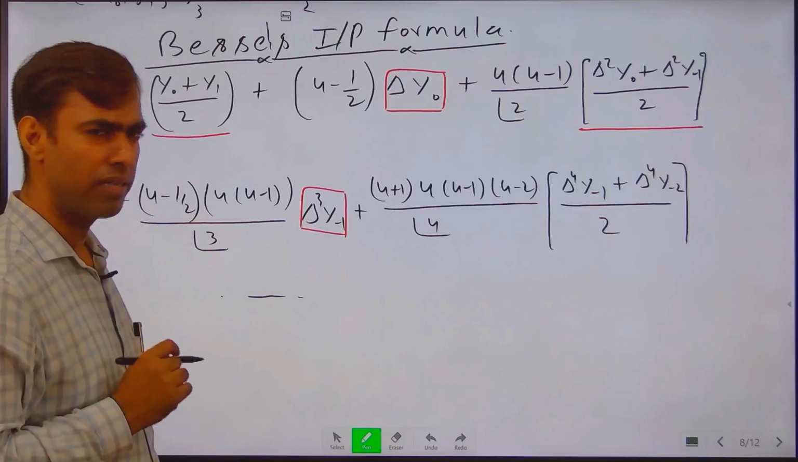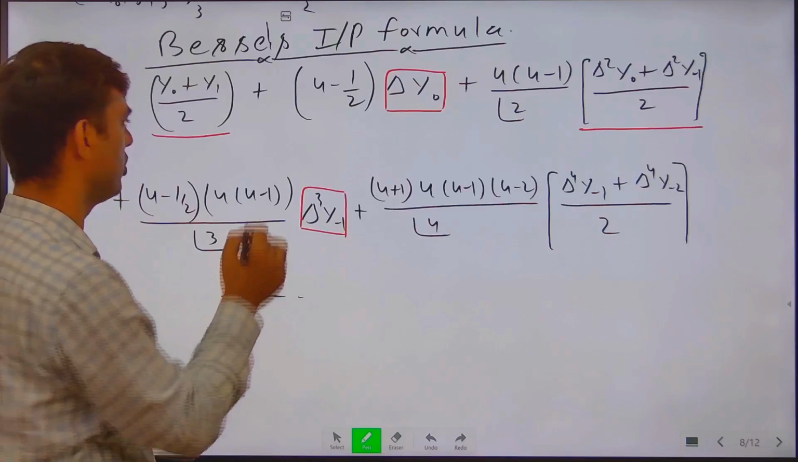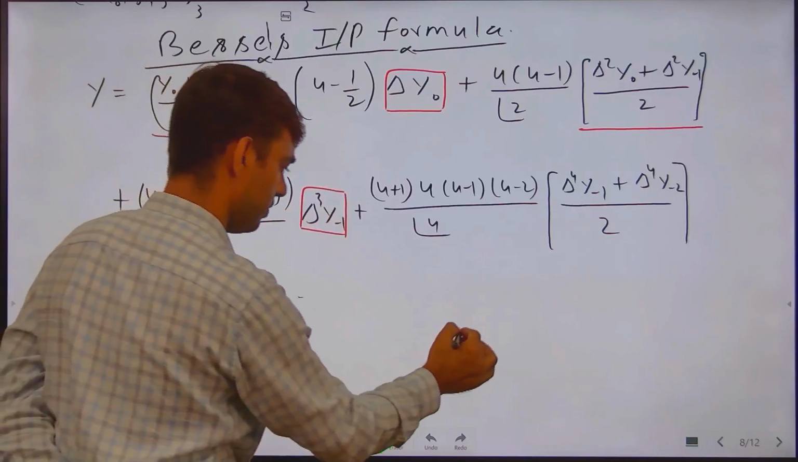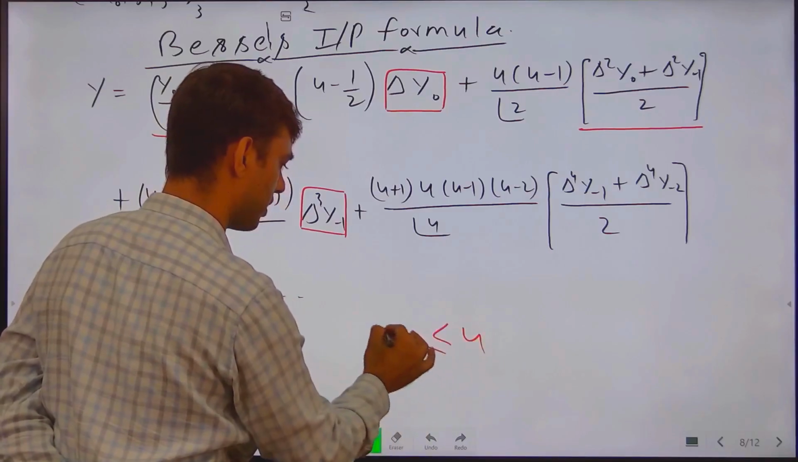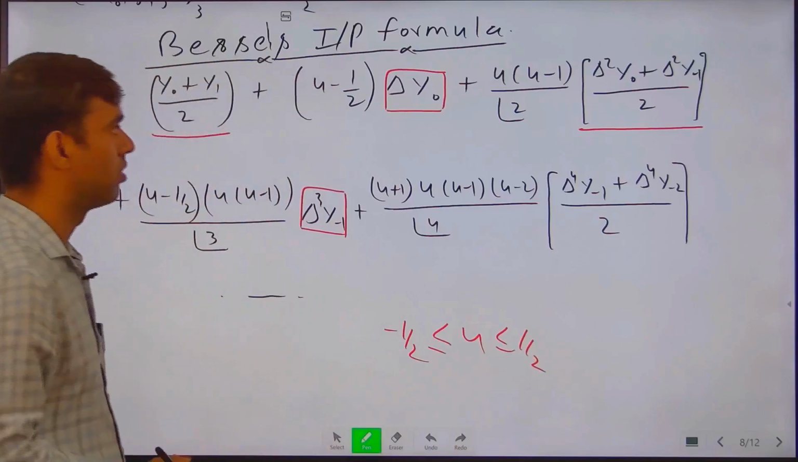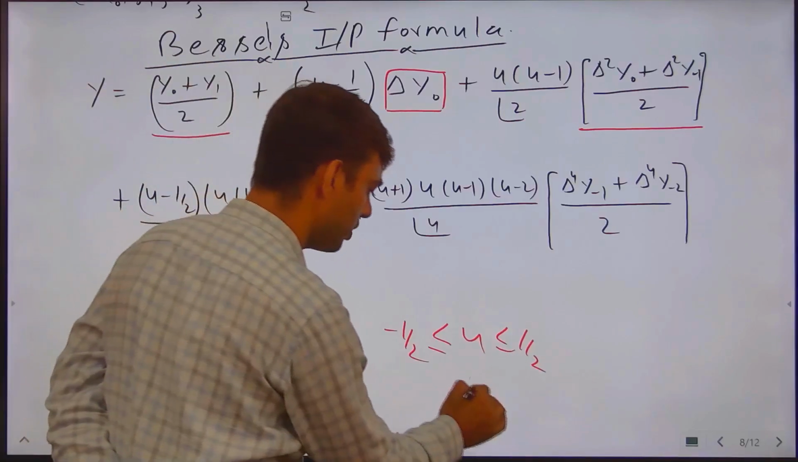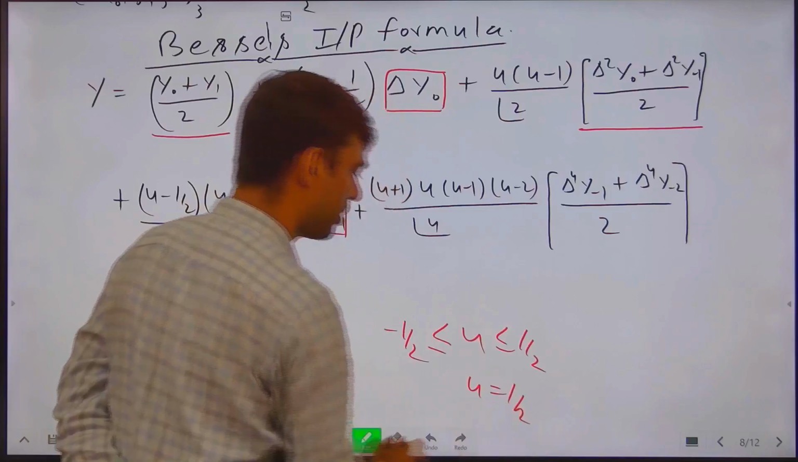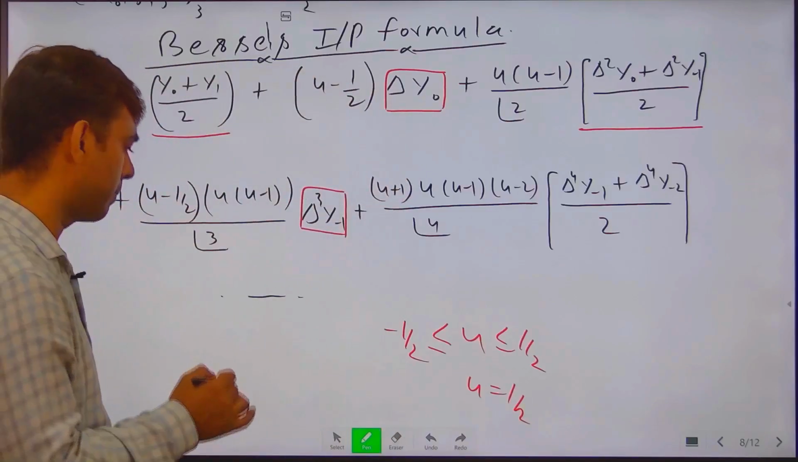And if we closely observe Bessel's interpolation formula, if we put u equal to 1 by 2, because u must lie between minus 1 by 2 to 1 by 2, so if u equals 1 by 2, then what will happen?